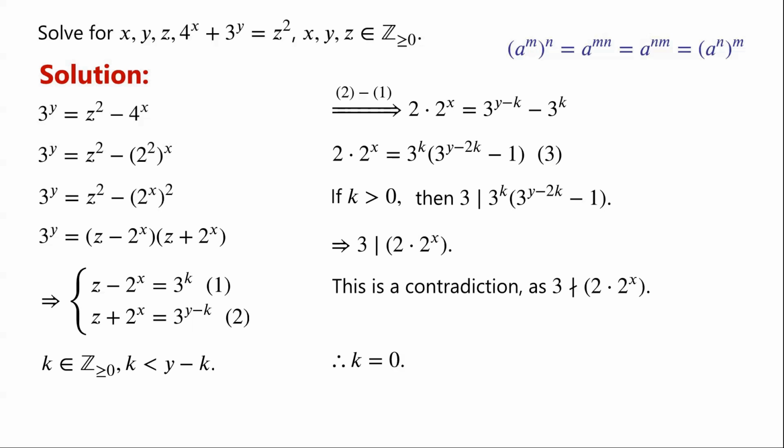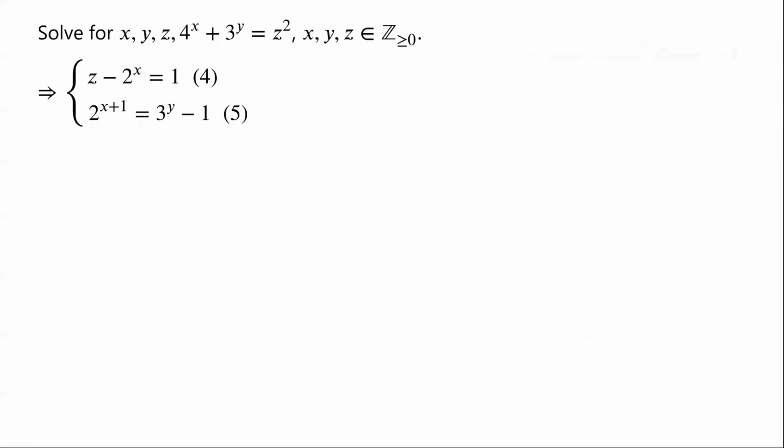From equation 1, we have z minus 2 to the power of x equals 1. From equation 3, we have 2 to the power of x plus 1 equals 3 to the power of y. As x is a non-negative integer, we divide the problem into 2 cases, either x equals 0, or x is greater than or equal to 1.